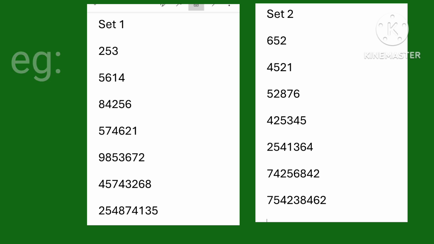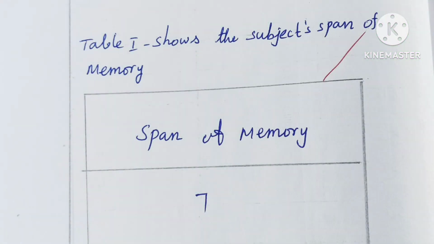The span of memory is the number of digits just preceding the one at which the subject failed in both lists. Here my subject got 7. That means he failed to say a 6 digit number in both list 1 and list 2. This is the scoring procedure. It is not given in the practical book itself.